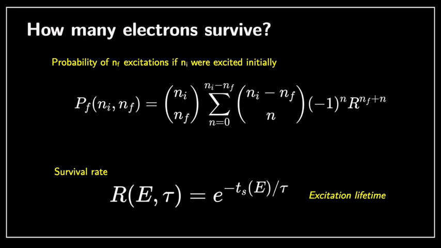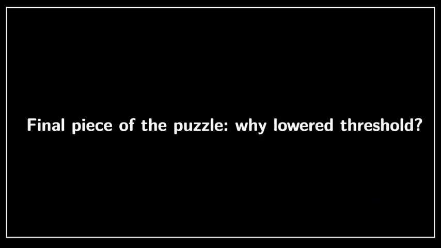Good. Now you can ask this question: why does it matter? Why does an excitation, an electronic excitation, matter to the sputtering rate? Well, the reason is, and I'm going to show that to you with two intuitive examples, why the threshold is lowered when you excite the electrons. I'm going to show that to you now.